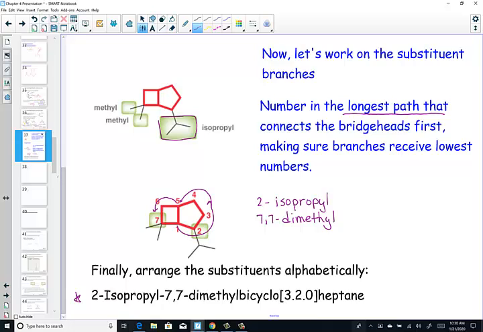So put it all together alphabetically. I for isopropyl, M for the methyl, all part of that word, dimethyl bicyclo[3.2.0]heptane. It takes practice, so let's try a few together.